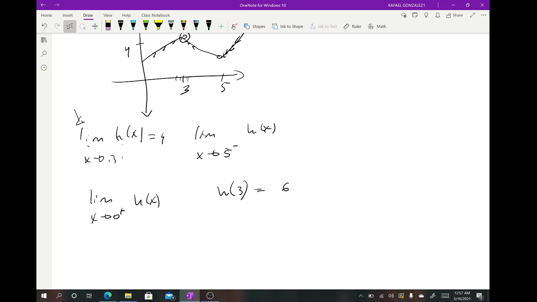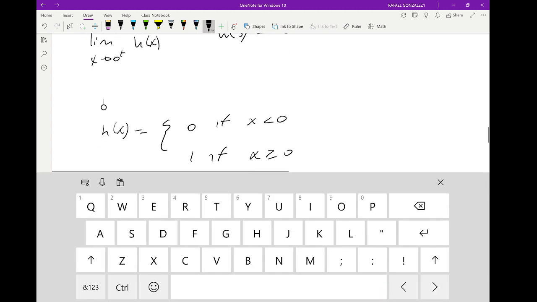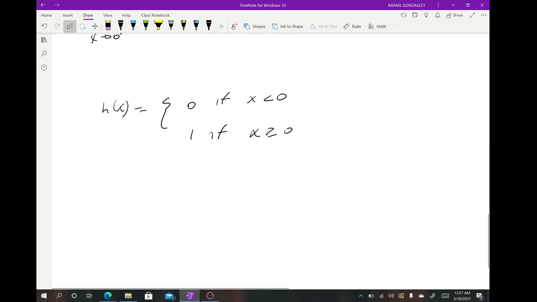Same thing for a piecewise function. So if I give you a piecewise function, like for example, h of x equals 0 if x is less than 0 and 1 if x is bigger than or equal to 0, then you should be able to find the left and right limits as you approach 0, and you should be able to actually find whether or not the limit exists.